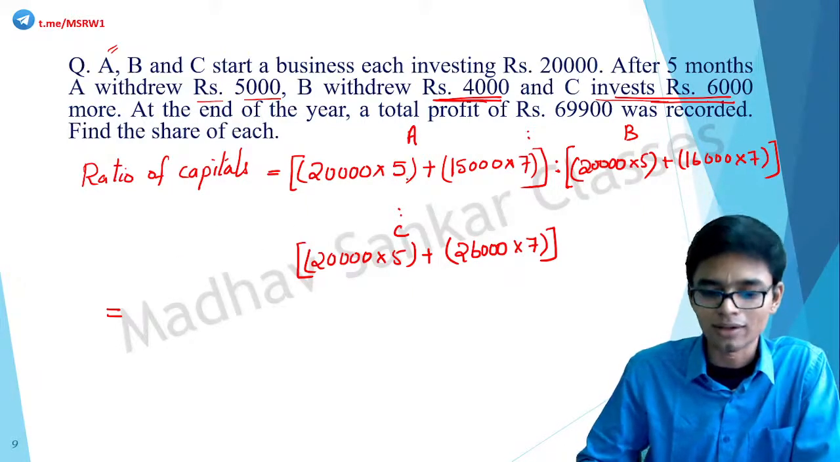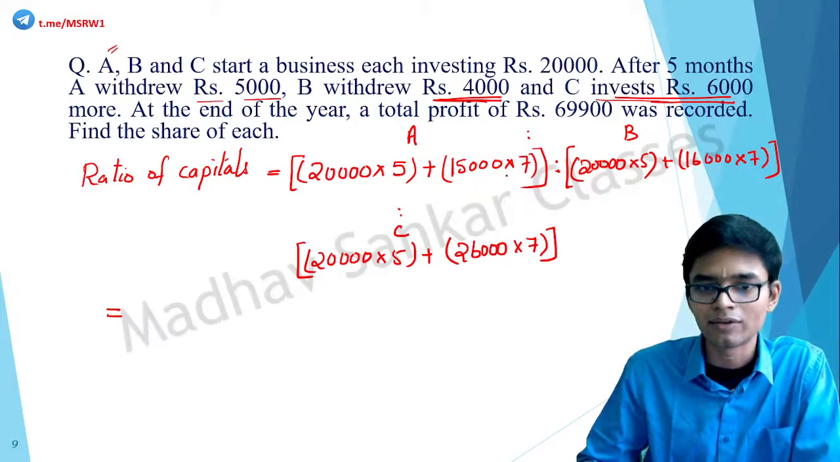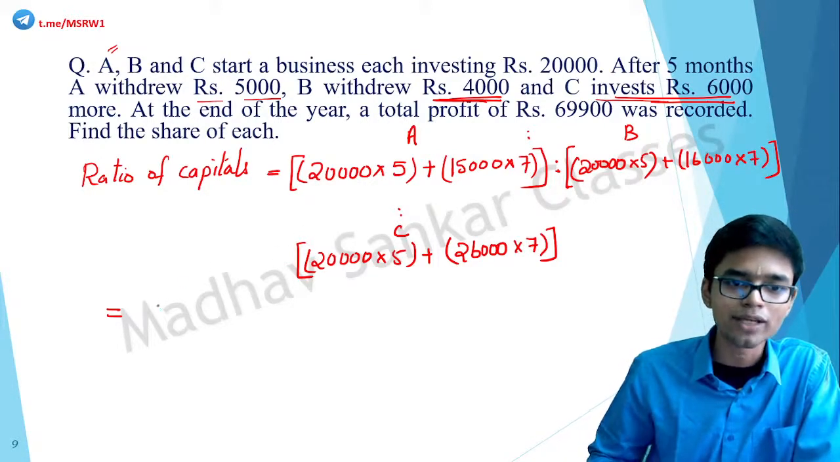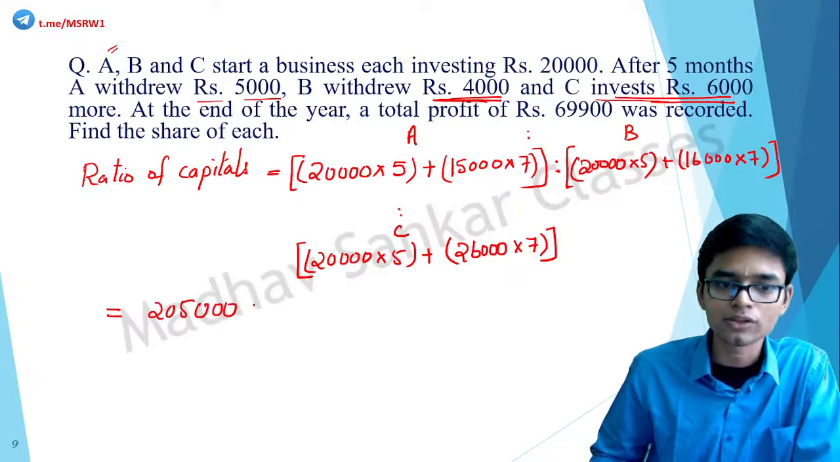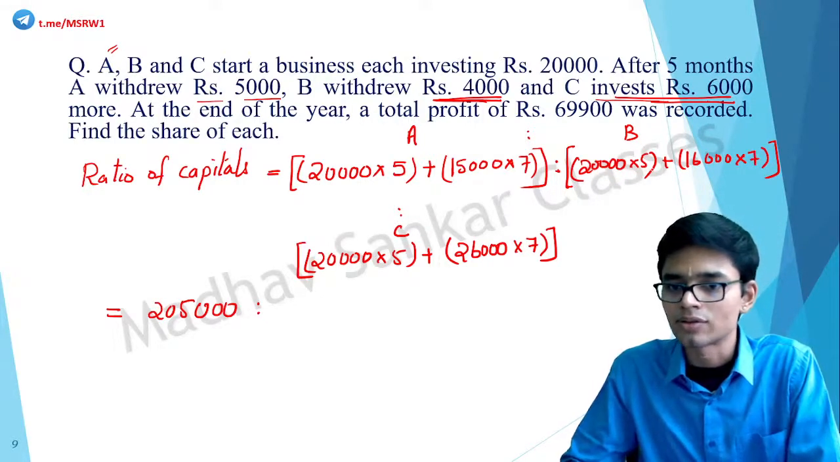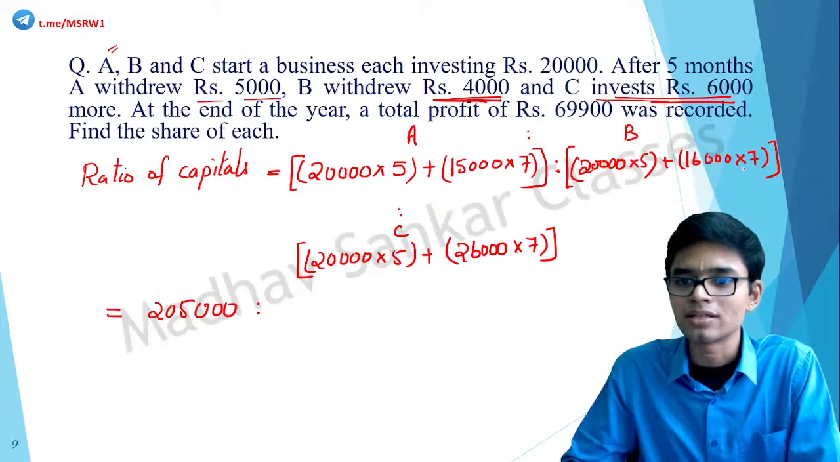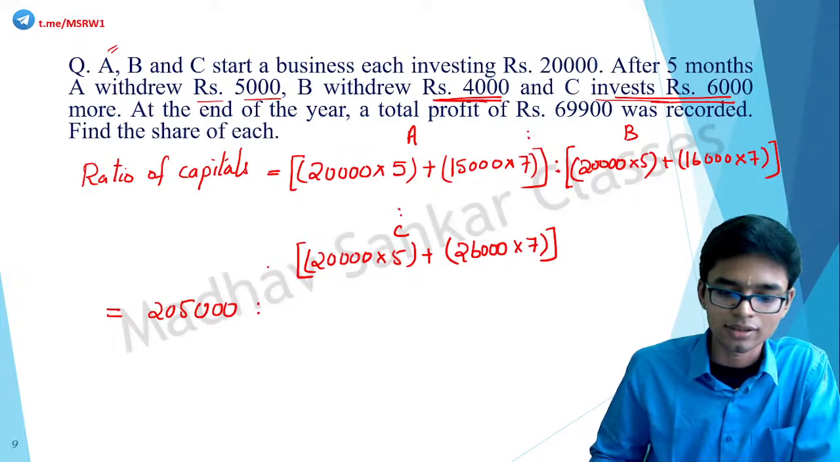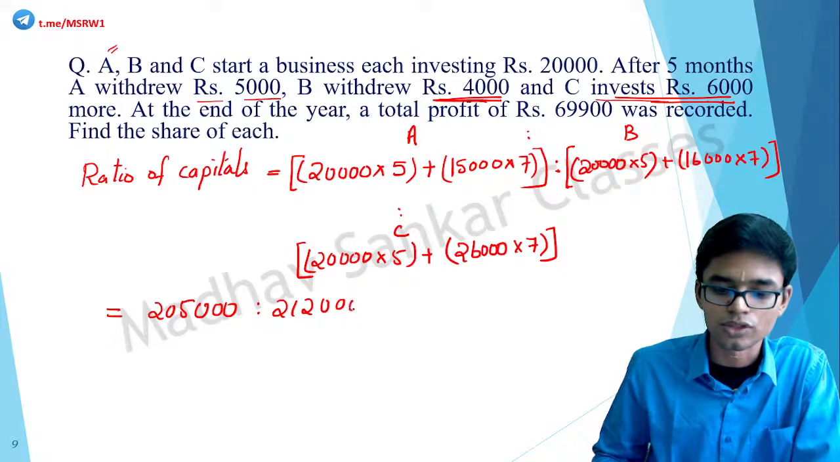20,000 into 5, that is 1 lakh. 1 lakh, and then we have 15 into 7, that is 105 followed by 3 zeros, correct? So total it will be 205 followed by 3 zeros. Here again 100,000, then 16 into 7: 16 into 5 is 80, then 96, 112. So it is plus 100, 212 followed by 3 zeros.